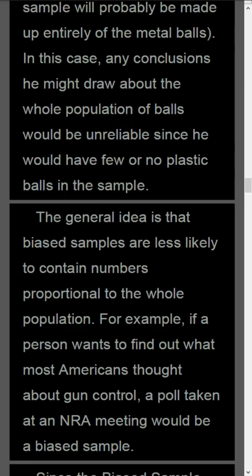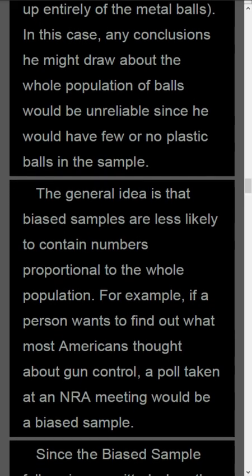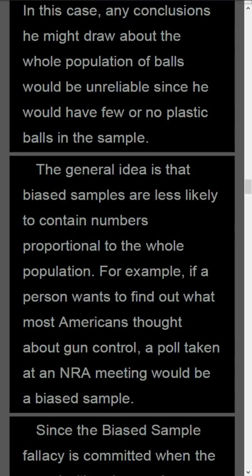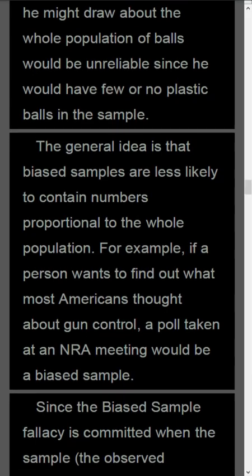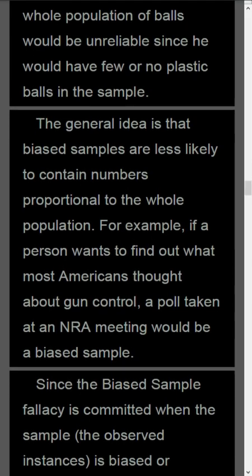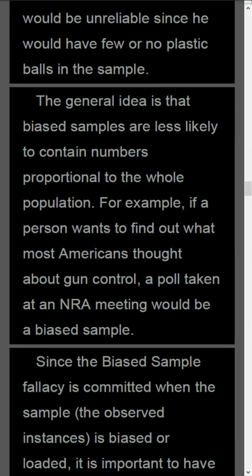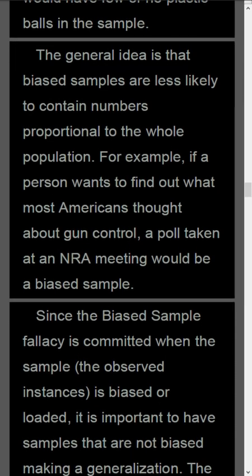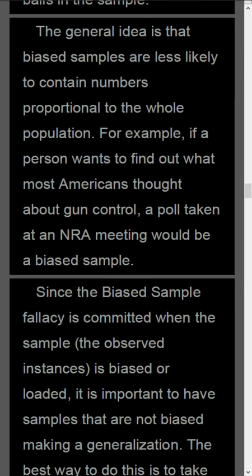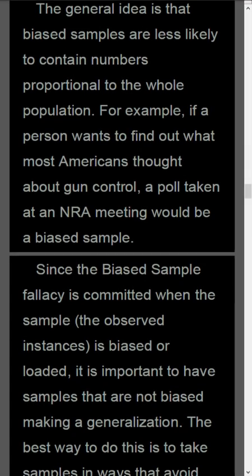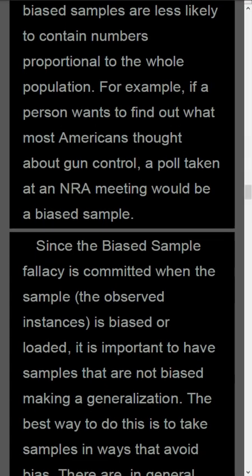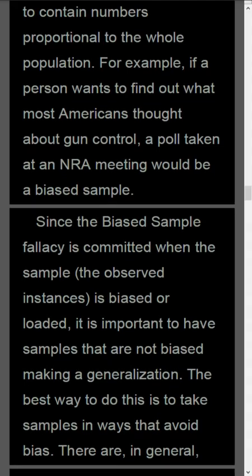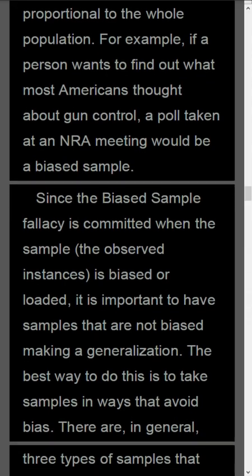In this case, any conclusions he might draw about the whole population of balls would be unreliable since he would have few or no plastic balls in the sample. The general idea is that biased samples are less likely to contain numbers proportional to the whole population. For example, if a person wants to find out what most Americans thought about gun control, a poll taken at an NRA meeting would be a biased sample.